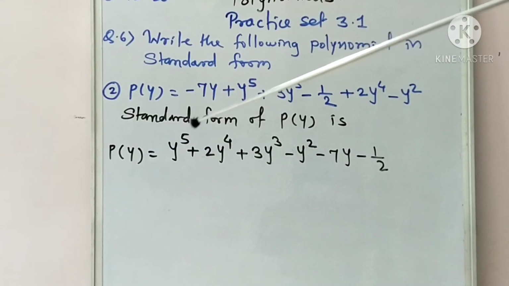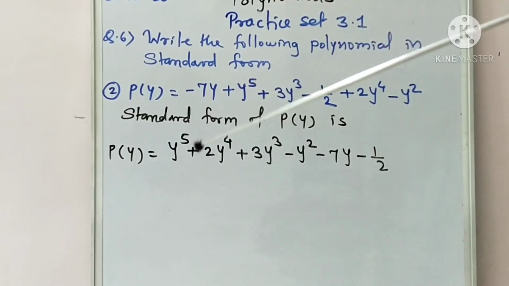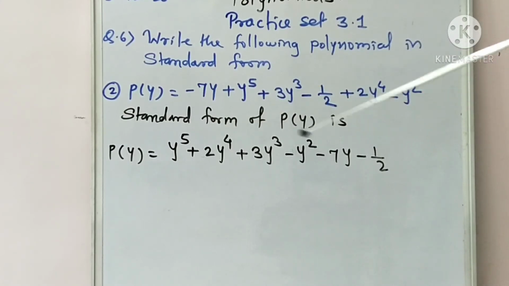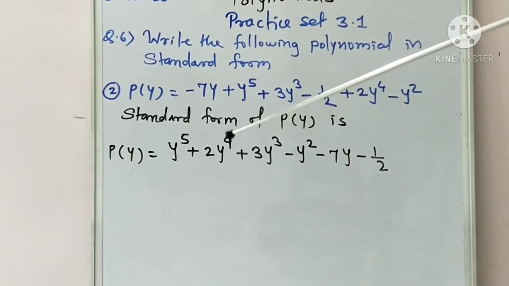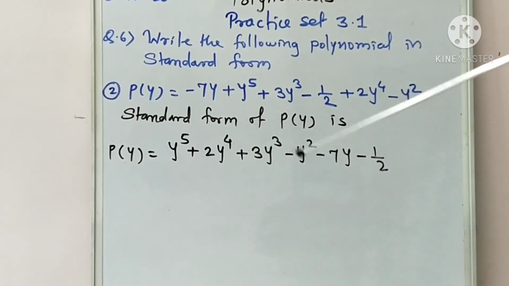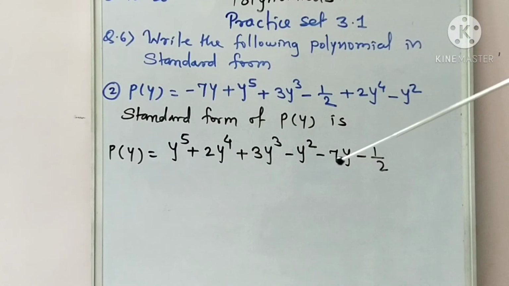Understood? Here we write down the first term as y raised to 5, and with descending order of 5, we write down the remaining terms as 2y raised to 4, then 3y cube, then the square term as minus y square, then minus 7y, and then the constant as minus 1 upon 2. This is the standard form of the given polynomial. Okay, so the remaining first one solve as your homework. Okay students.